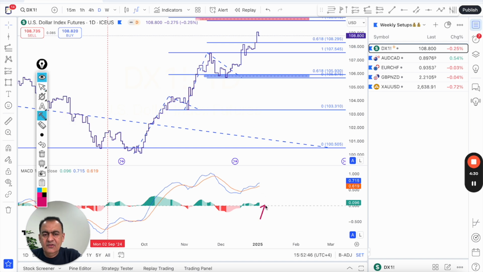MACD histogram is still rising, MACD lines are still bullish, they are in the bullish crossover mode and they are not converging, they are still diverging. So strong bullish momentum continues on daily.